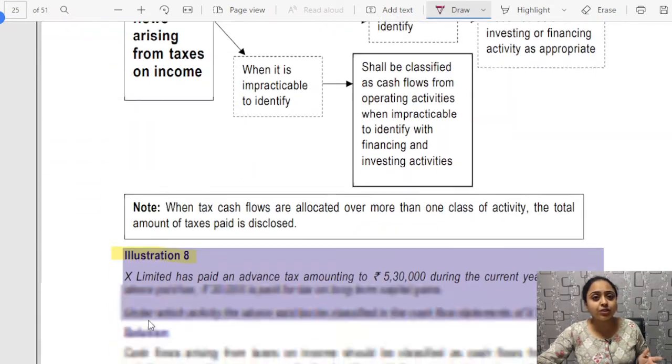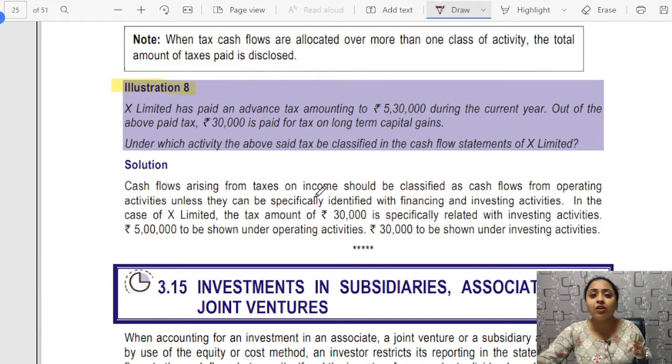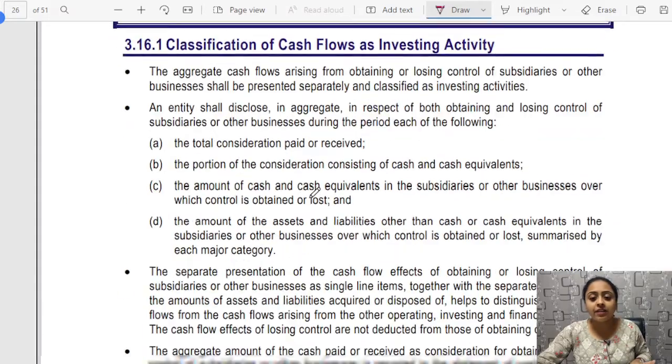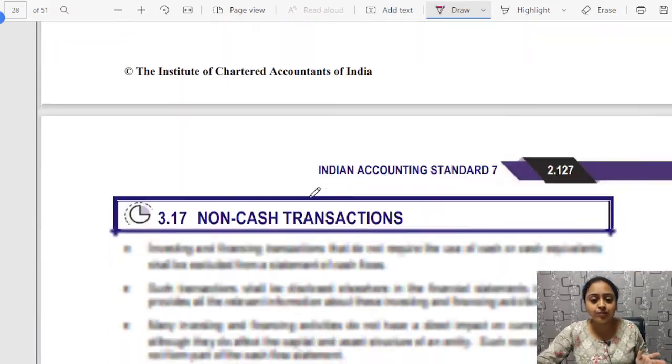Taxes on income, as you know, are normally part of operating activity, but if they are directly related to financing or investing, they will be included under financing or investing activity respectively. And ownership I have told you.